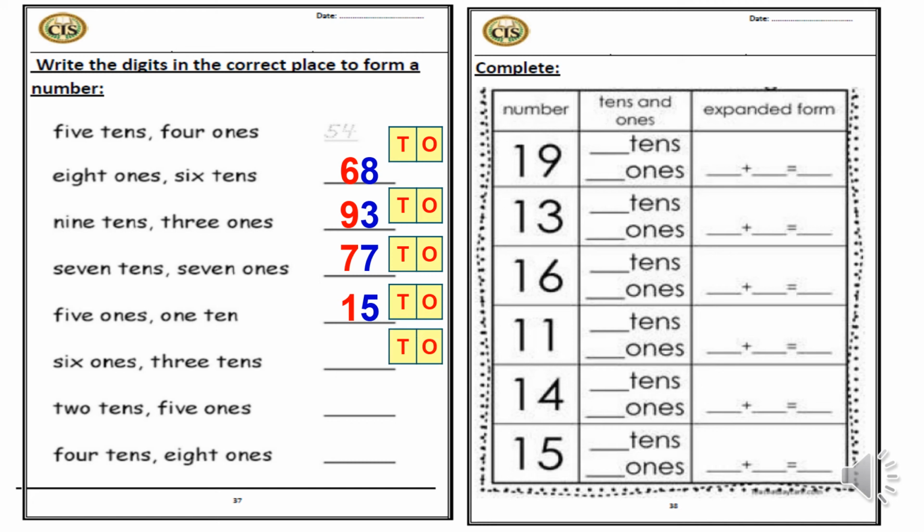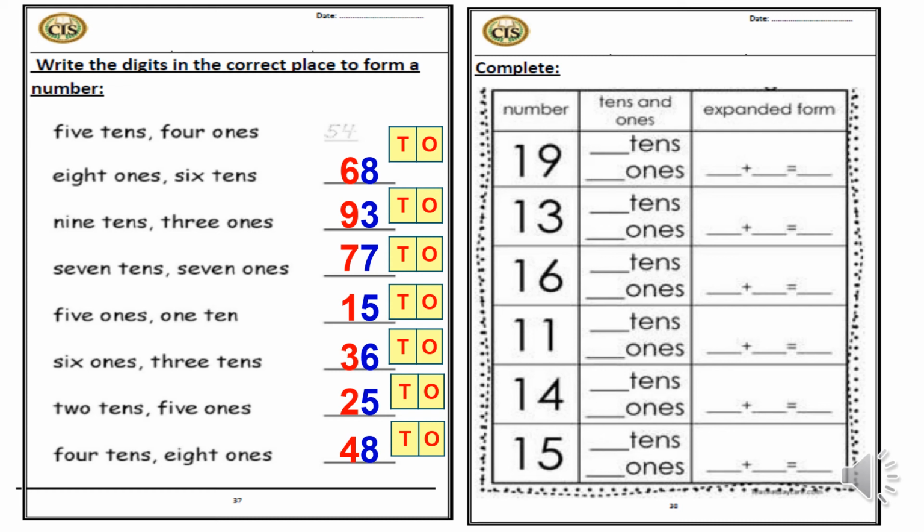We put our places. We have here 6 ones and 3 tens. So the number will be 36. Next, we have here 2 tens, 5 ones. So the number will be 25. Next, we have here 4 tens, 8 ones. So the number will be 48. Okay, complete. We have here a table.